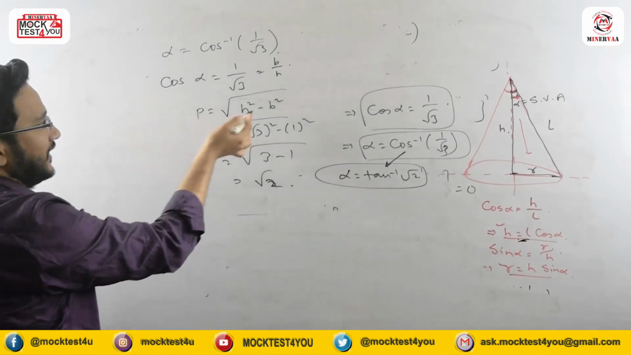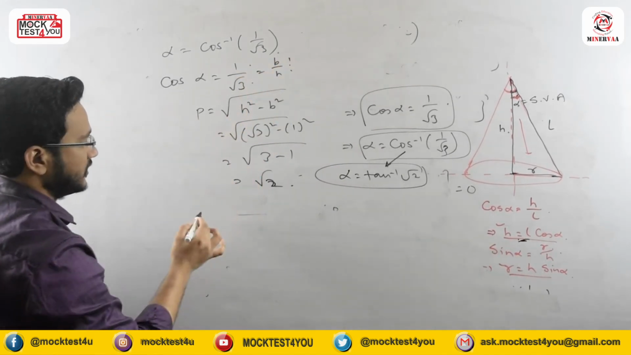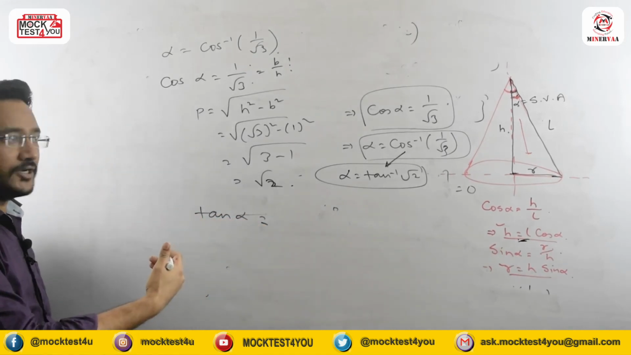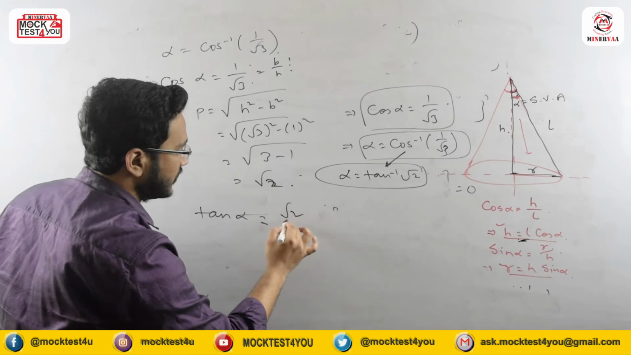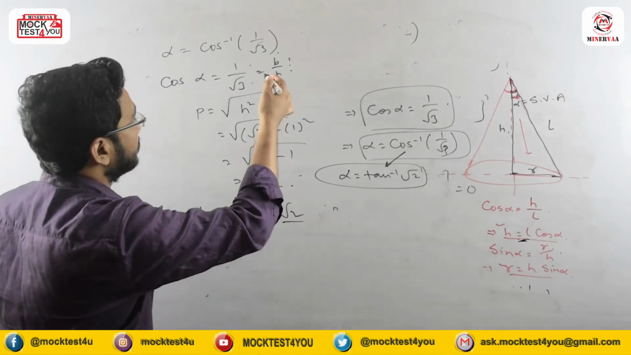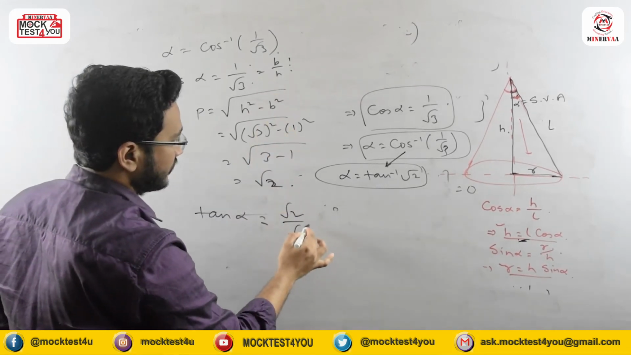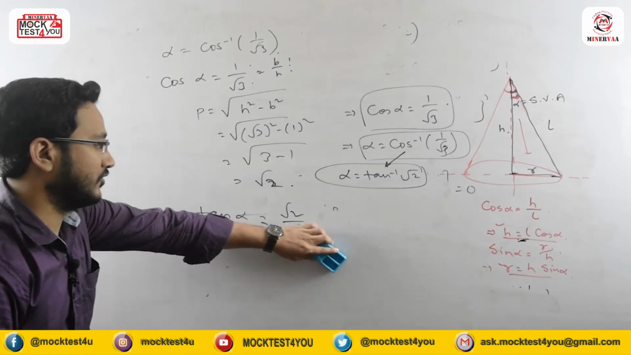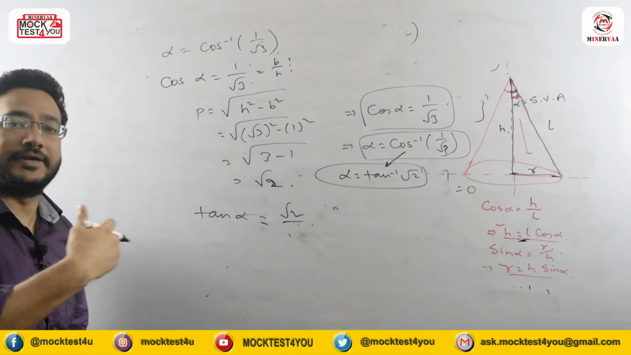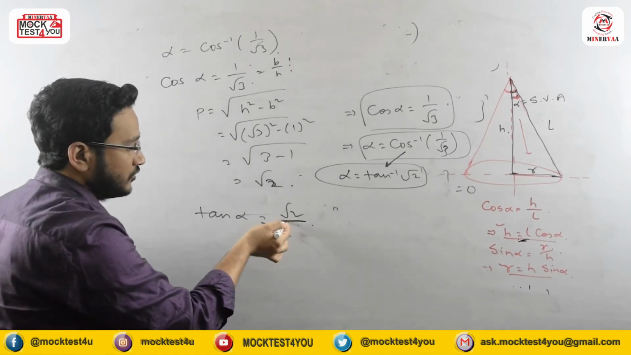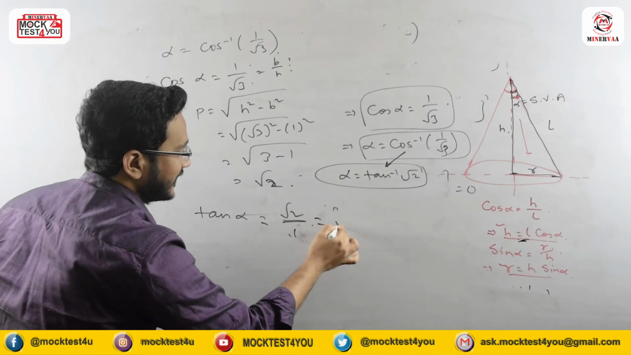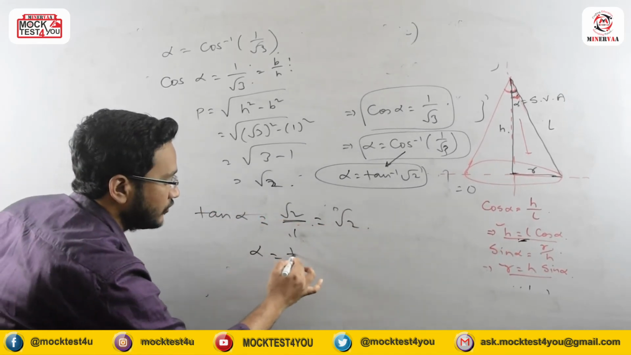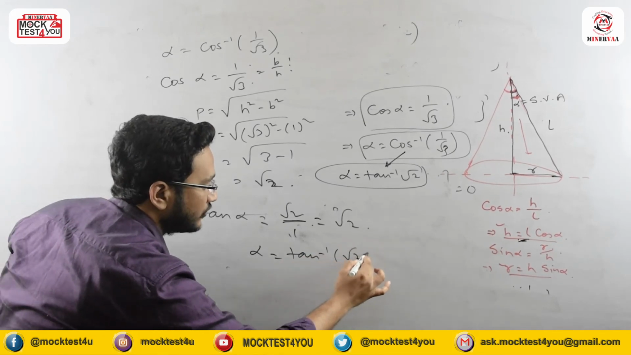Now cos alpha is 1 by root 3, that is b by h. If you are finding tan alpha, what will happen? Tan alpha is nothing but perpendicular by base. Perpendicular is root 2 and base is 1. So tan alpha we are getting as root 2. So what will be the value of alpha then? Tan inverse of root 2.